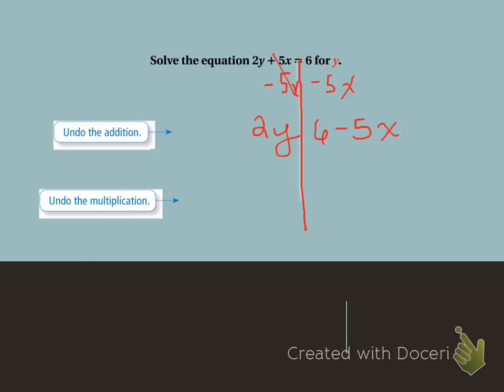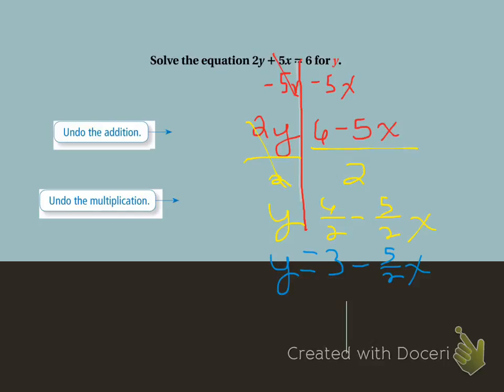Now I have to undo the multiplication. So you have to divide by 2, but make sure you're dividing everything by 2. So those cancel out and y is going to equal 6 halves minus 5 halves x, or I could simplify that a little bit further and put that y is equal to 3 minus 5 halves x.